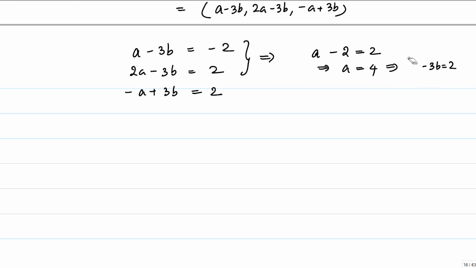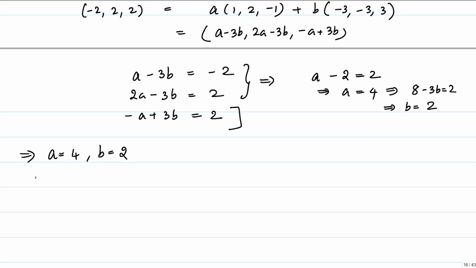Oh, sorry, 8 minus 3b is equal to 2, which implies b is equal to minus 6 by minus 3, which is 2. And is it consistent here? We have minus 4 plus 3 into 2 is 6, which is equal to 2. Yes. So my claim is a equal to 4, b equal to 2 will satisfy the relevant equations that have been written down.